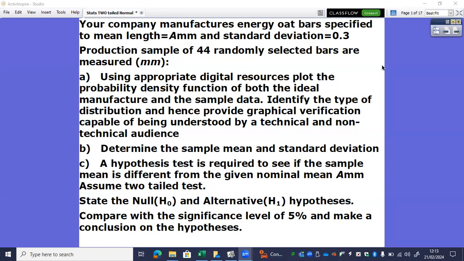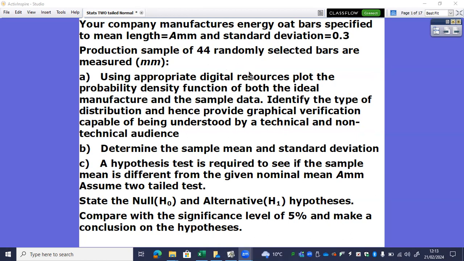Hi there. The purpose of this video is to demonstrate how to analyze a production sample. In this example, 44 randomly selected oat bars of varying lengths. So what we're going to do, this is a sample.